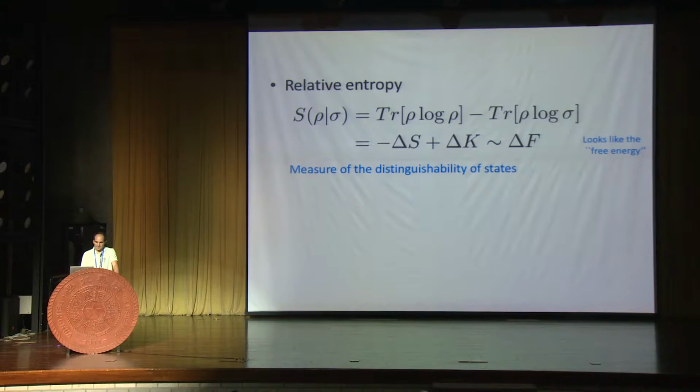And this relative entropy is a measure of the distinguishability of the states sigma and rho. It has a bunch of properties that support this interpretation. One is the fact that it is positive, and it's equal to 0 only when sigma and rho are equal.